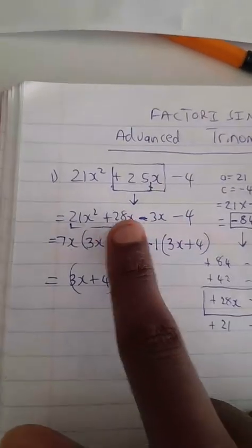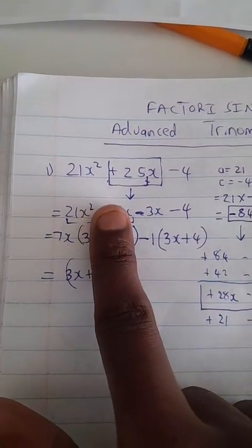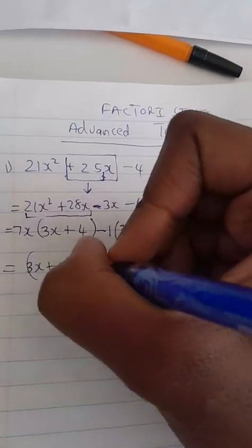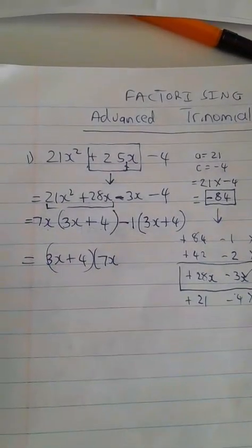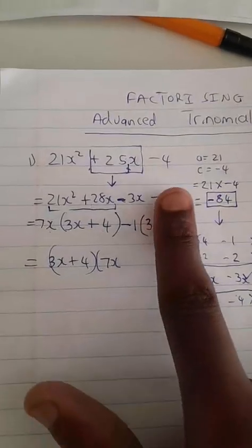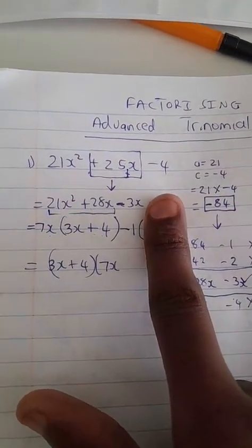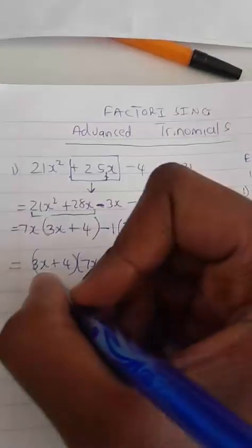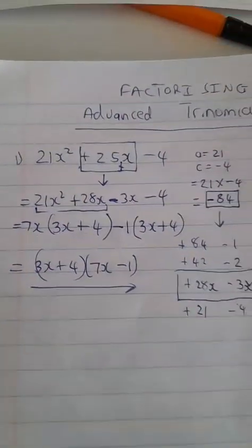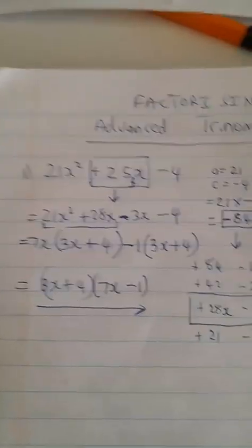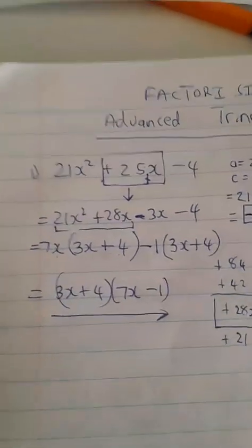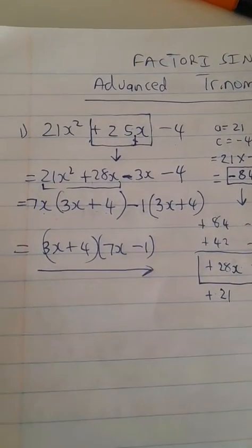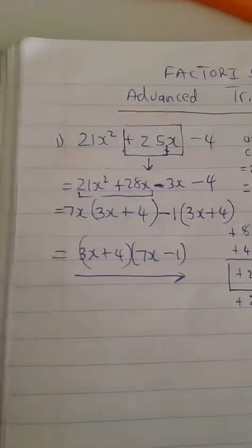What is left if I take out the 3x plus 4? On the left hand side in the next bracket, I have 7x. Then on the right side, I have -1. Factorized. Advanced trinomial factorized. Done. A bit lengthy, but done.